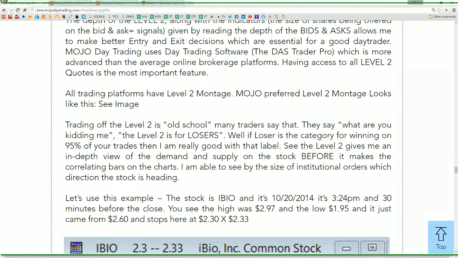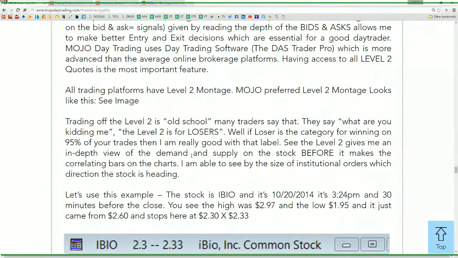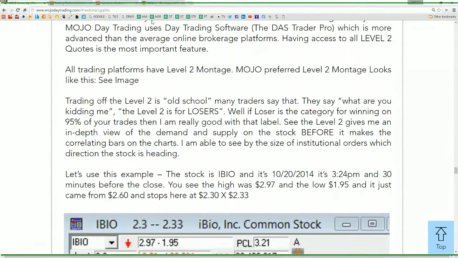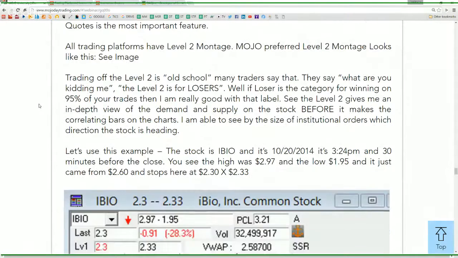I'm able to see by the size of the institutional orders and the depth in the system the direction the stock is heading. Let's use this example on iBio on October 20th of 2014. It's 3:24 in the afternoon, and there's 30 minutes before the close. You see the high was 2.97 on the stock. It's right here. The low is 1.95. It's come from 2.60 and it stops. It's 2.30 by 2.33.